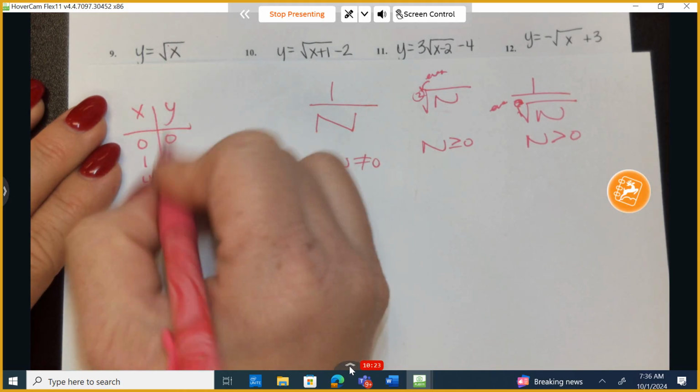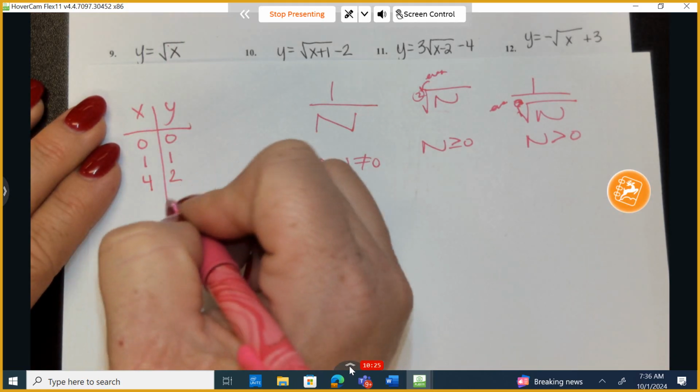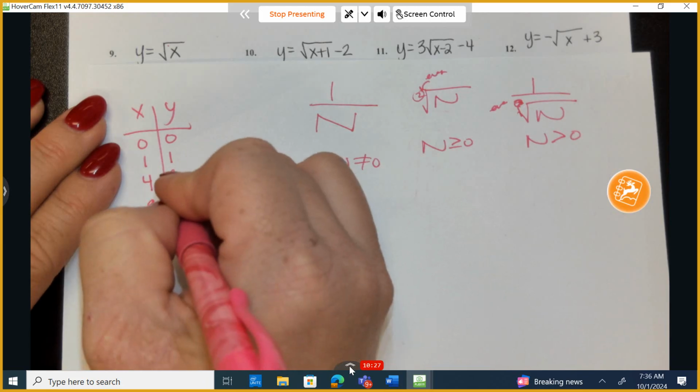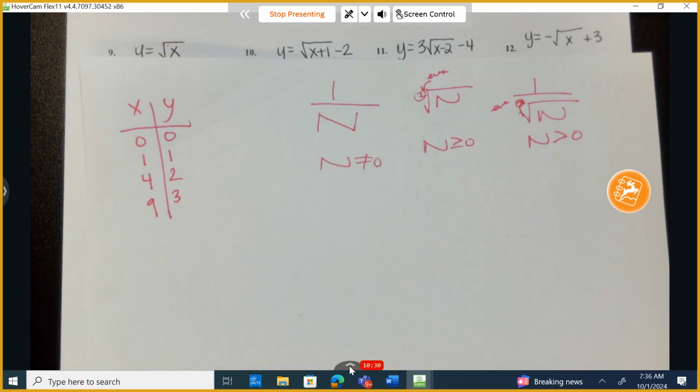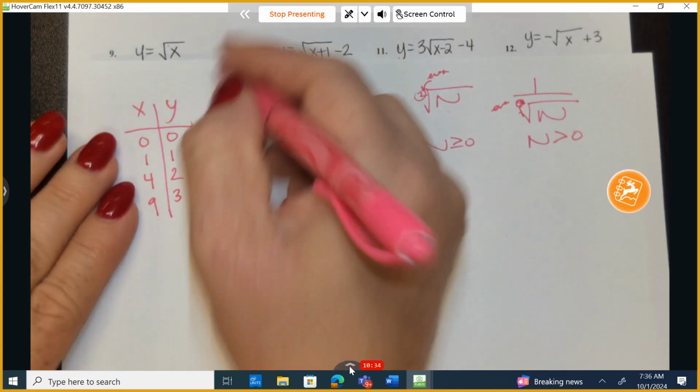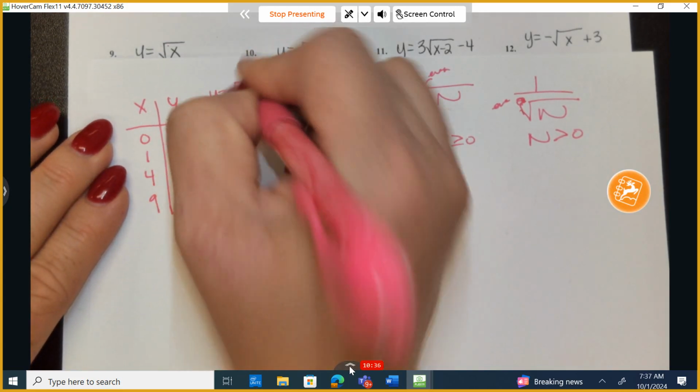If I go 4, the square root of 4 is 2. I'm not going to do 5, 6, 7, 8. They're ugly. If I do 9, the square root of 9 is 3. Now, we don't have large graphs, but 16 would go with 4, 25 would go with 5, and so on. This is the parent function for a basic square root.